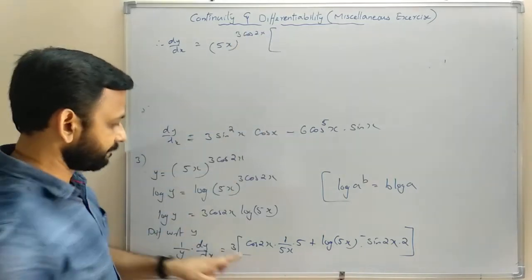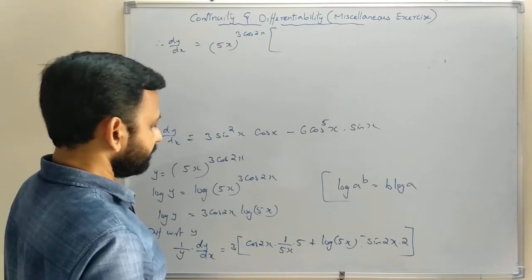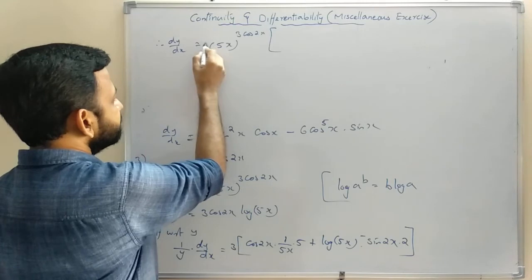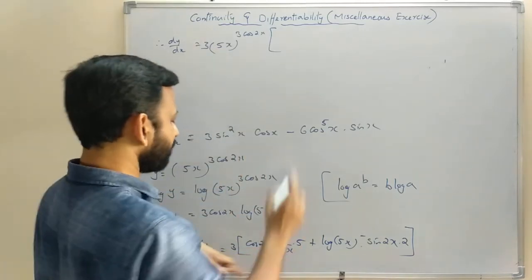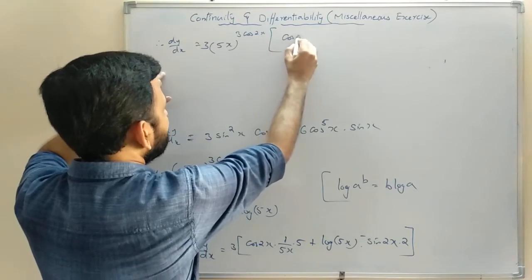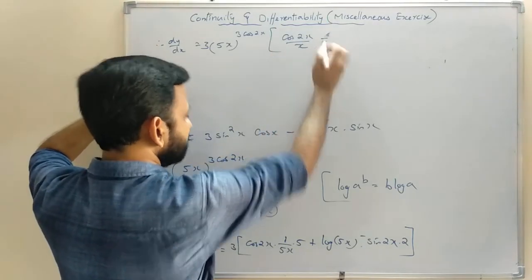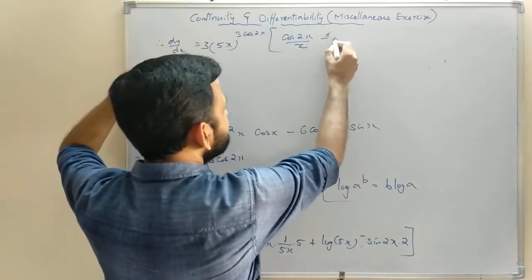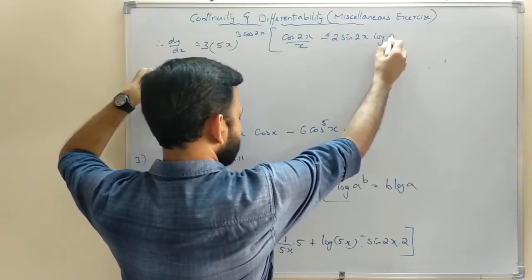Then in the bracket, 5 and 5 cancel now. Then 3 outside, or we can write that 3 here. 3 into cos 2x upon x, minus sign, here it is negative, minus 2 sin 2x log 5x.